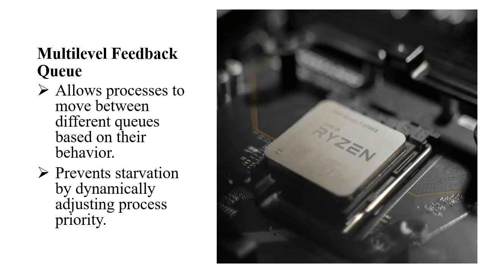Next, let's move to multi-level feedback queue. This is an advanced scheduling method. Processes can move between different queues based on their behaviors. It prevents starvation by adjusting process priority. The bad part of multi-level feedback queue is it is also hard to implement, like the multi-level queue scheduling.